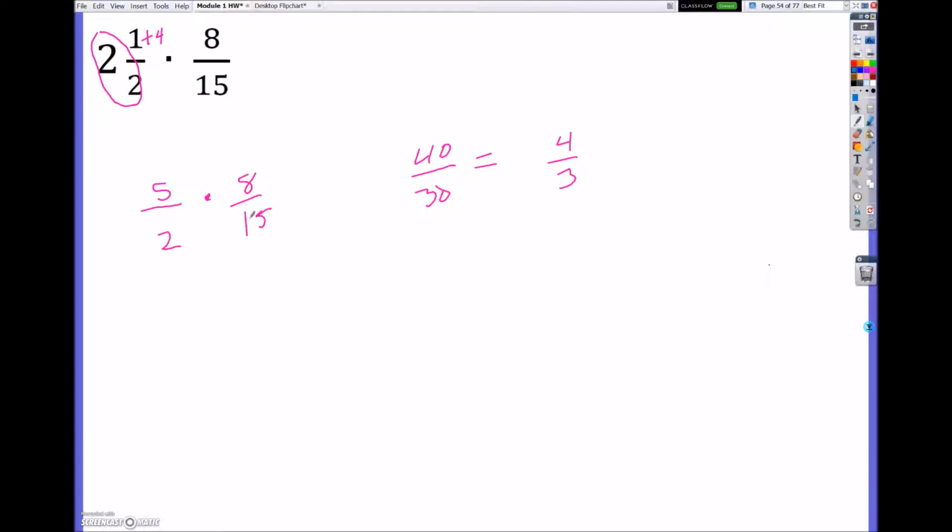Or what you can do is look at your diagonals and see if you can reduce them. And you can. 15 and 5 are both divisible by 5. 5 divided by 5 is 1. 15 divided by 5 is 3. Same idea here. 2 divided by 2 is 1. 8 divided by 2 is 4. So when I multiply straight across, 1 times 4 is 4. 1 times 3 is 3. There you go. And that's your final answer. Either way, you got it. Either way you solve it, you still get 4/3.